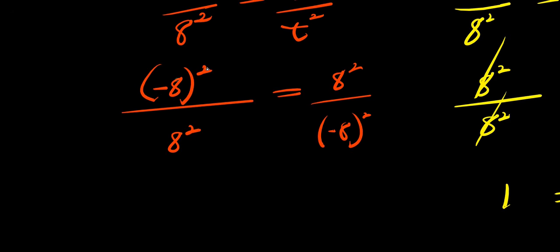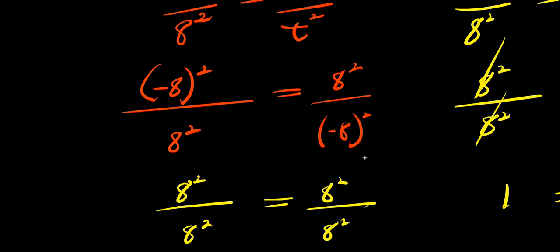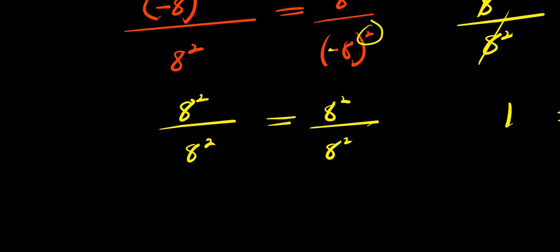when you have negative raised to the power of an even number, it will be positive. So this is just like having 8 power 2 divided by 8 power 2, and this equals 8 power 2 divided by 8 power 2. The same thing again. When you have negative raised to the power of even number, it is positive. So right here, 8 power 2 cancel 8 power 2, you have 1. 8 power 2 cancel 8 power 2, you have 1. Left hand side equals right hand side.